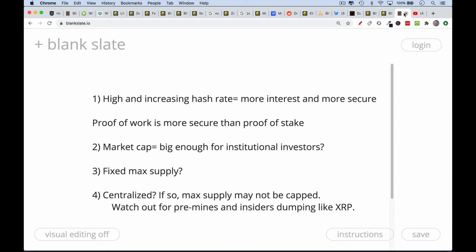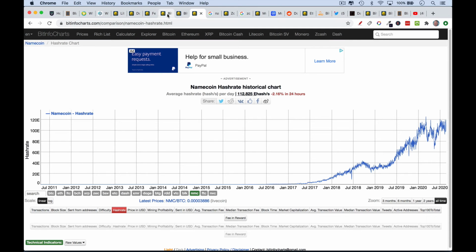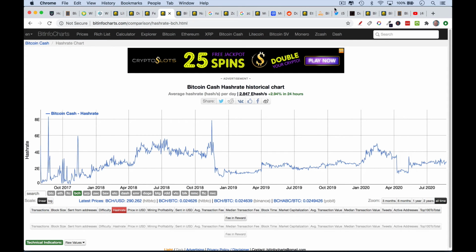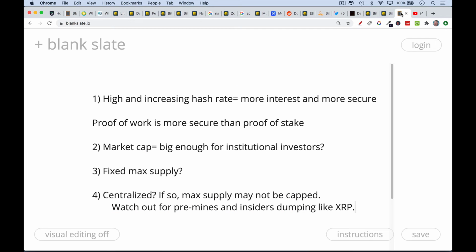So that leads us to the 4 steps. High and increasing hash rate. This means there's more interest in the currency, there are more miners, there's more computing power securing the network. If you're an institutional investor, if you're someone with a lot of money, you're not going to put your money into something that has a weak hash rate, where the network is not being secured with as much power.